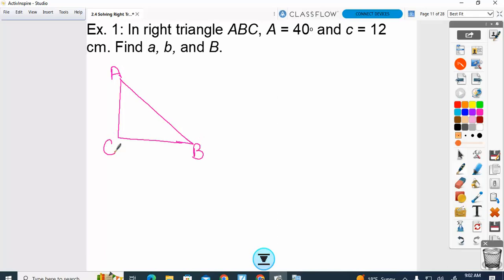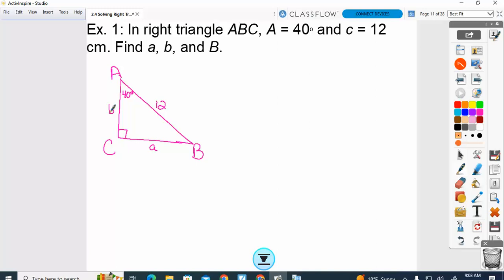And I have told you from now on, unless I tell you otherwise, C is my 90-degree angle. Angle A is 40 degrees. Side C, so we know that's across from angle C, is 12. And I want to know what side A, side B, and angle D are. So here's side A, here's side B.